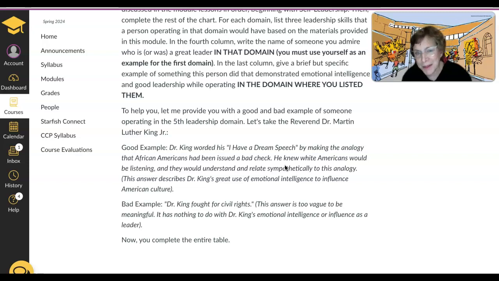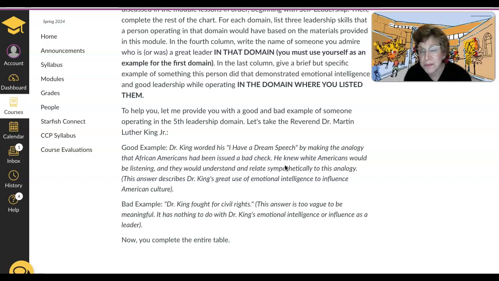A bad example, and we'll still take Dr. Martin Luther King, but if you don't write it up correctly and you just say, Dr. Martin Luther King was a great leader in the fifth domain because he fought for civil rights. Okay, well, maybe true, but it's not specific enough. Your answer's too vague, and it's not meaningful, and it has nothing to do with Dr. King's emotional intelligence or his influence as a leader. Just saying he fought for civil rights doesn't give me enough information.